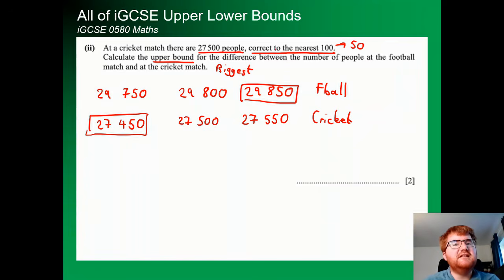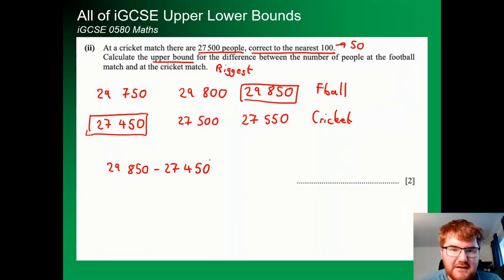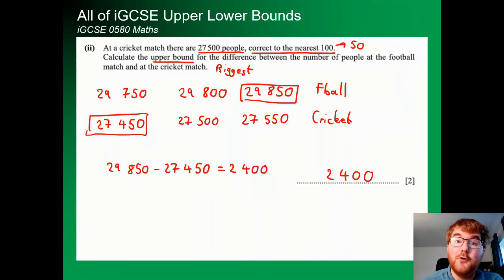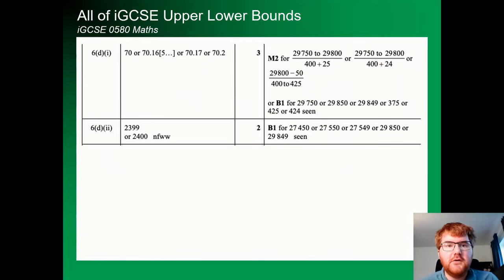Now notice they're both rounded to the nearest 100, so again you could do it the other way round as well. So you've got 29,850 minus 27,450. Again, this could be something you could do in your head if you wanted to, and this is going to give us 2,400. We do that subtraction, so we get our final answer of 2,400. So you can check your answers here. So notice we've got the 70 here and the 2,400, again the NFWW, so make sure you're showing your working as you go through this kind of question.